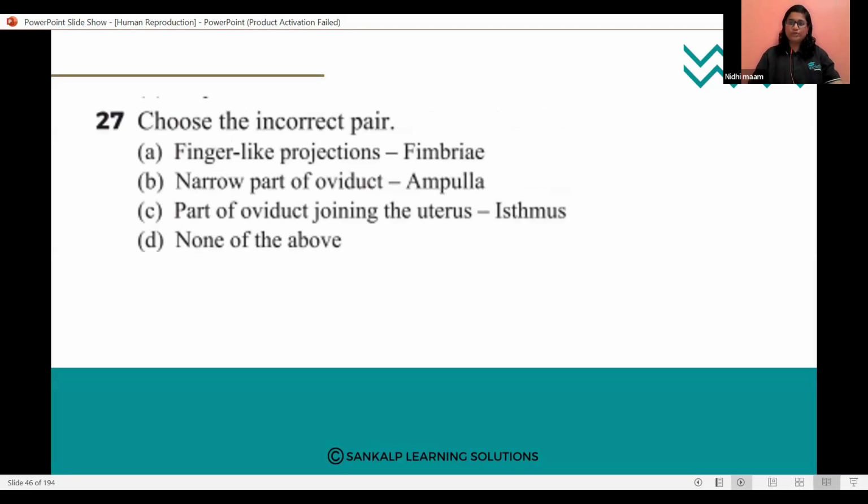Next question. Choose the incorrect pair. A is finger-like projections, which are called fimbriae. B is narrow part of oviduct, which is called ampulla. C is part of oviduct joining the uterus. Part of oviduct joining the uterus is isthmus. D is none of the above. Which is the incorrect pair?